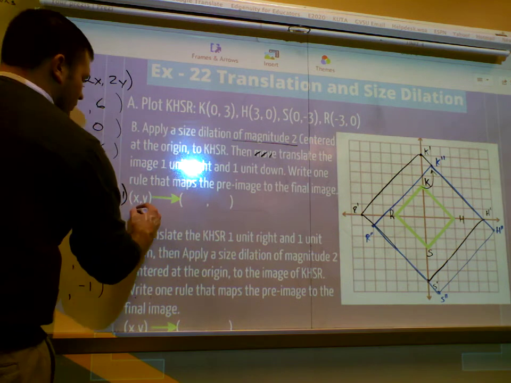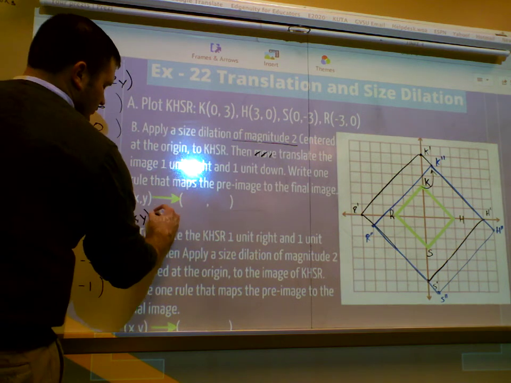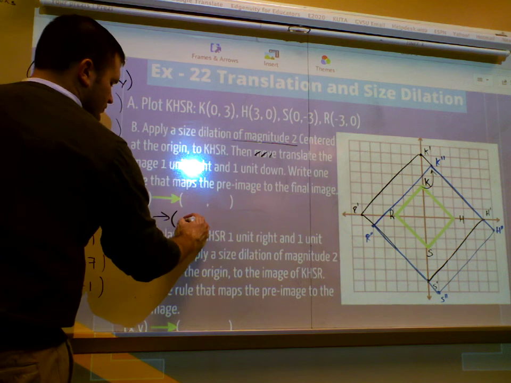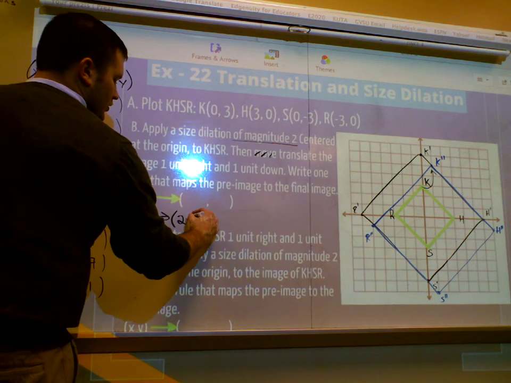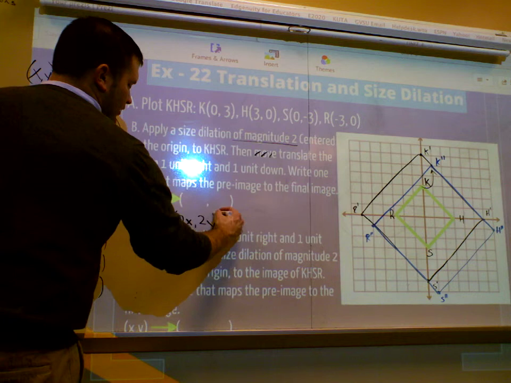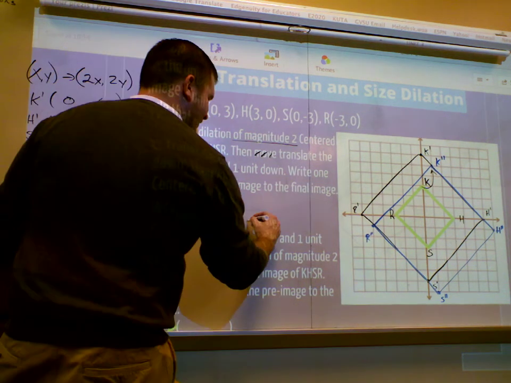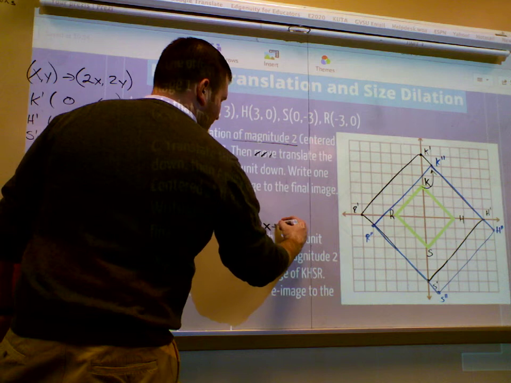So what we did, we started with x, y, right? What do we do first? We did 2x, 2y, right? Size dilation, magnitude 2. So 2x, then plus 1, and 2y minus 1. Perfect.